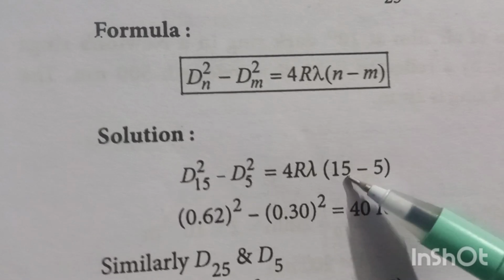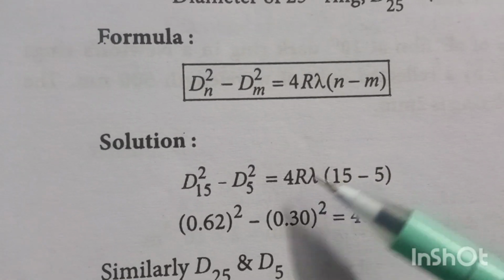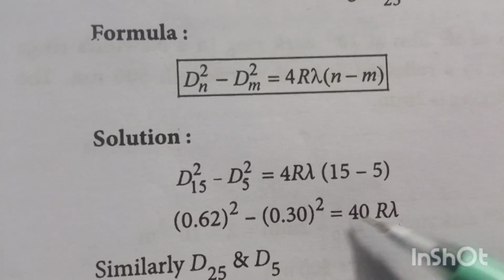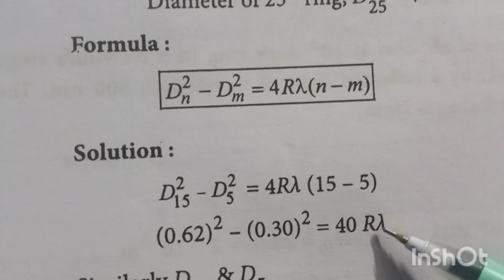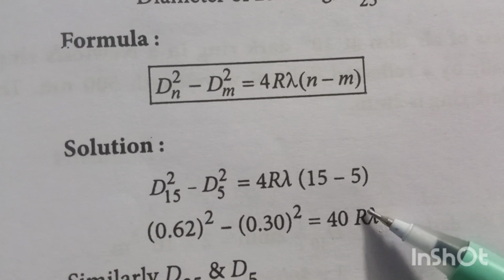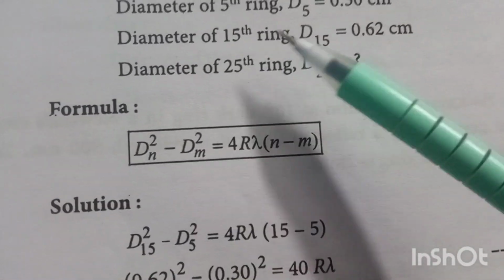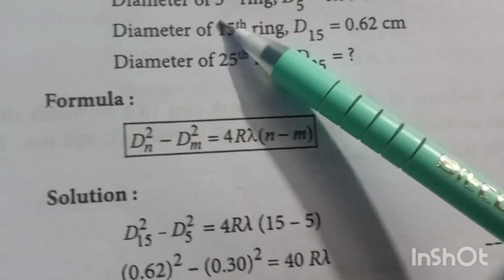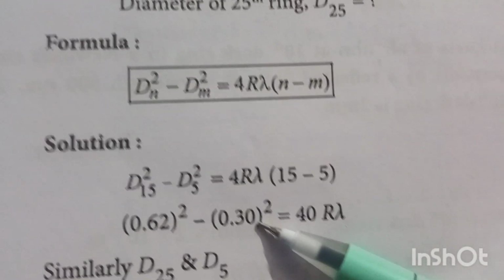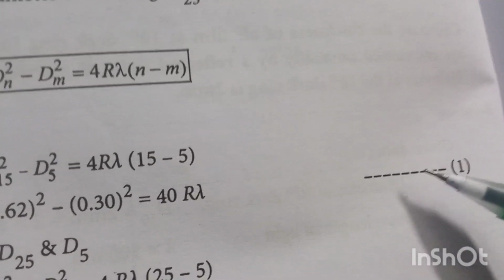Here we get 15 minus 5 becomes 10. 10 into 4 becomes 40 R lambda. We don't know the lambda and R values, so you can simply substitute R and lambda as they are. But we know the diameter of the 15th ring is 0.62, that is 0.62 square. The diameter of the 5th ring is 0.30, that is 0.30 square. So it can be taken as equation 1.